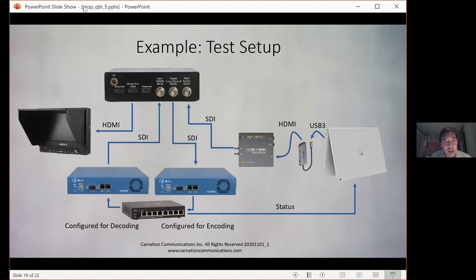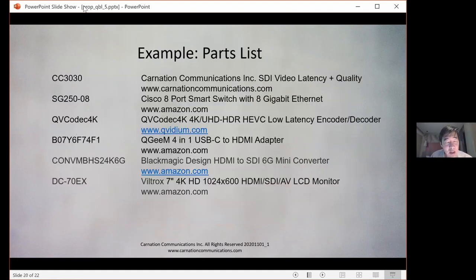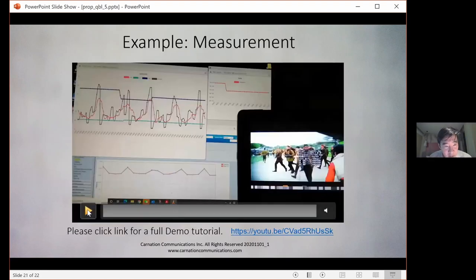that we provide Carnegie Communications with GMA University. This unit can timestamp the video stream and then align it, compute the quality through a PSNR, and it can also do the latency. So it does a kind of watermark on the video. Okay, this is a wiring system, it's not that important, but here's some parts list. What I'd like to show is a video here.